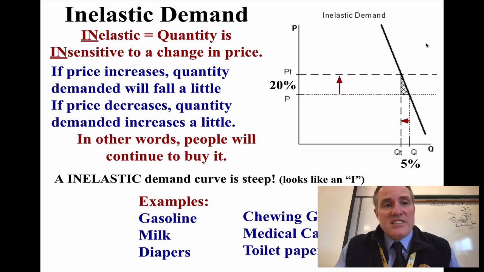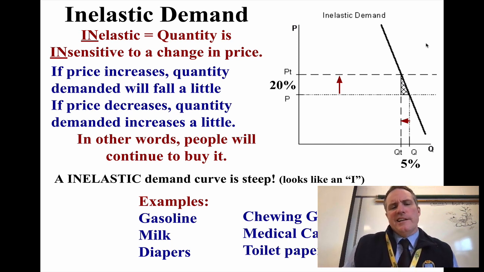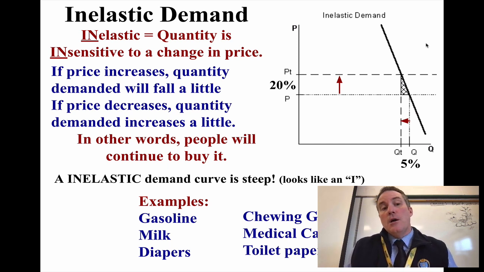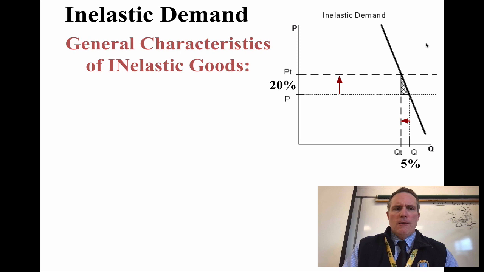The textbook gives an example of inelastic: if you're buying a magazine and it's normally $3, okay, and it goes up to $3.20, you're still gonna buy it. But if it goes from $3 to $6, you're not gonna buy it, and that's elastic, not inelastic, okay? So make sure you understand the differences between the two, all right?